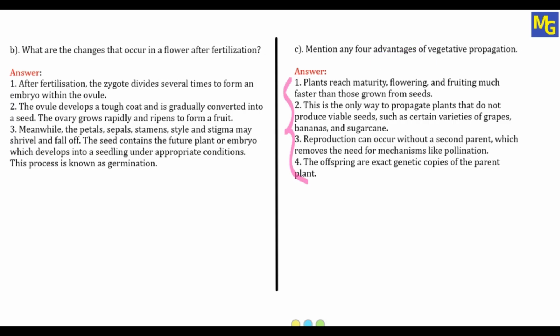So students, here we have completed the last question of part C, that is biology, and with this we have completed the first model question paper of 2025-26. So here we have completed our first question paper, and now after this I'm going to start with the second model question paper of this year.